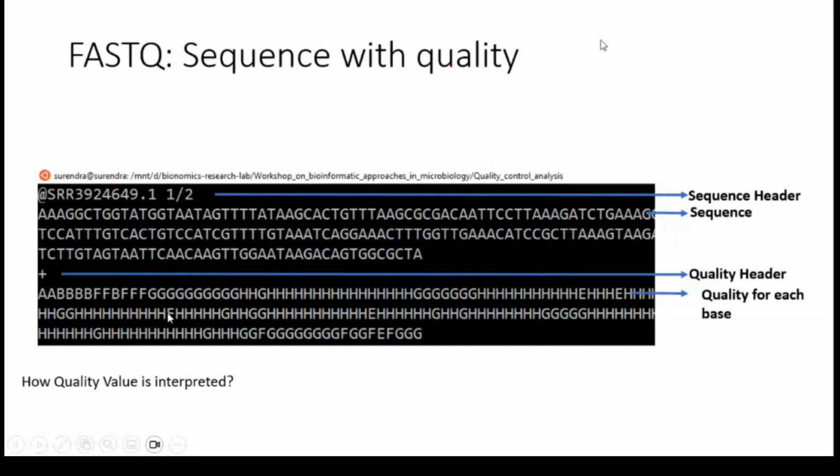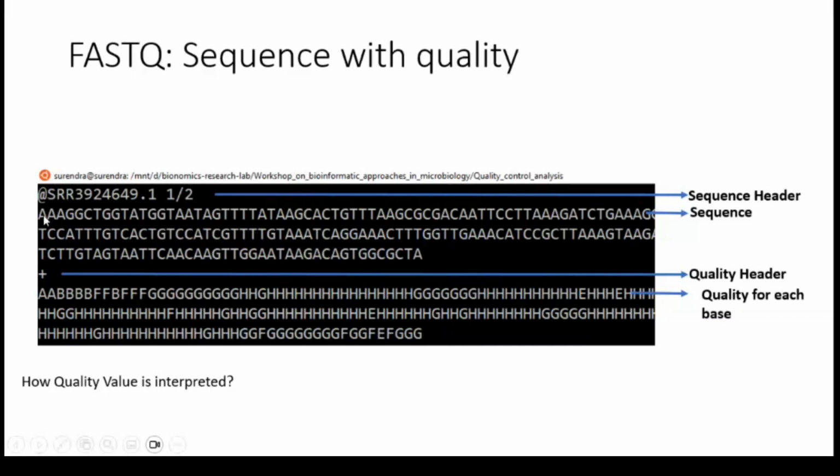So each sequence is represented in this FASTQ file by 4 lines. The first line is the header for the sequence. That starts with the @ sign and then the sequence identifier, and then if it is paired end or single, they are also 1 by 2 or 1 by 1. The next line will be the nucleotide sequence, and then the third line will start with a plus sign, which means it is the quality value header. Then the fourth line represents the quality of each base which was recorded during the base call.